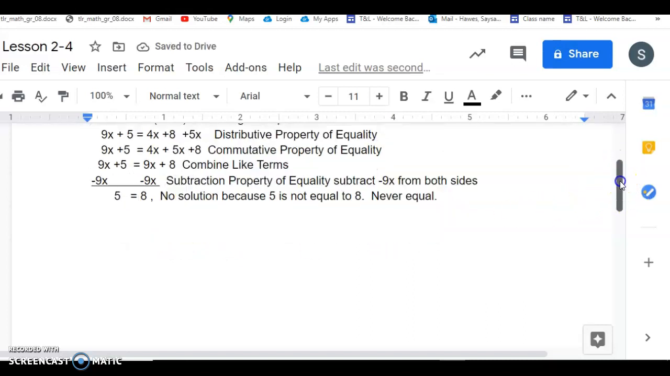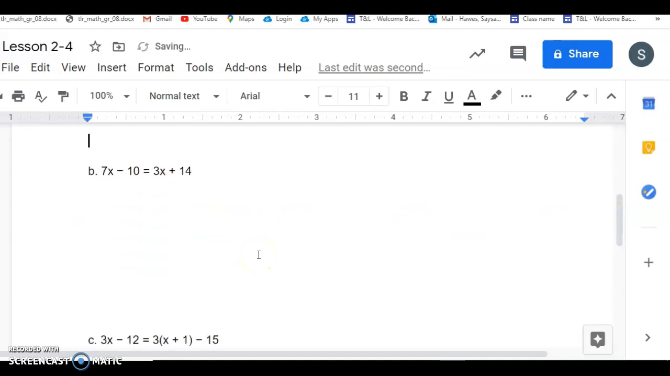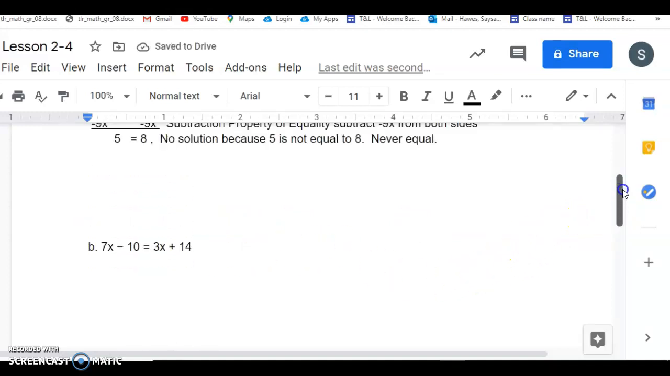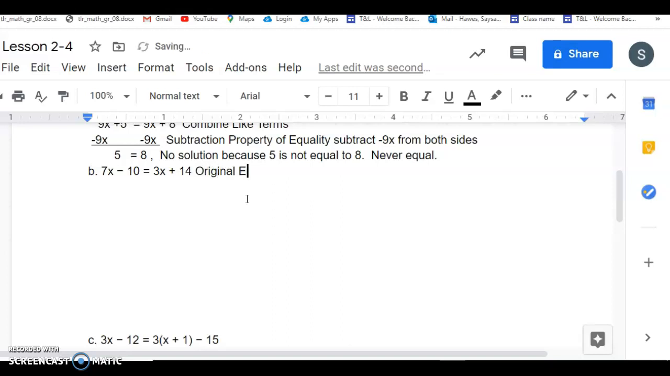Now next, on B, let's say B, I don't have to state the property. All I need to do is just try to find out, do I have a solution or not? Okay, but I stated the property up there so you can see what we were doing. So again, this one, the equation they gave to you, that's the original equation. So we're gonna go down and solve it.